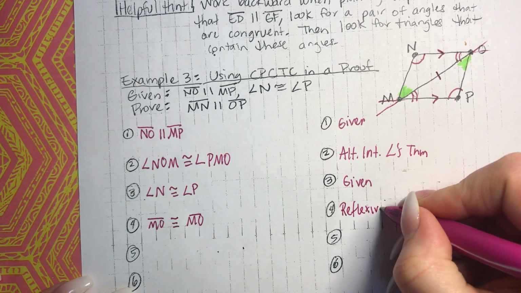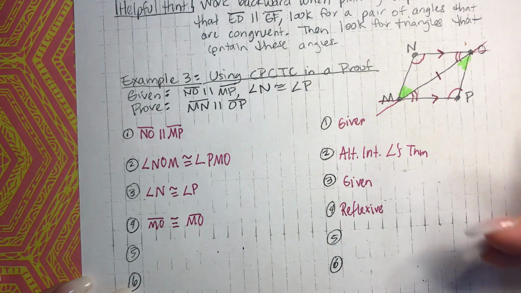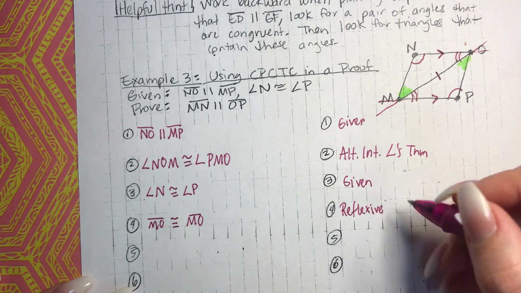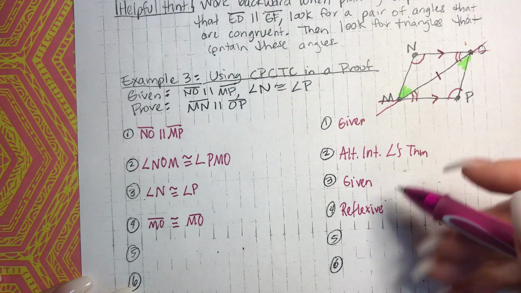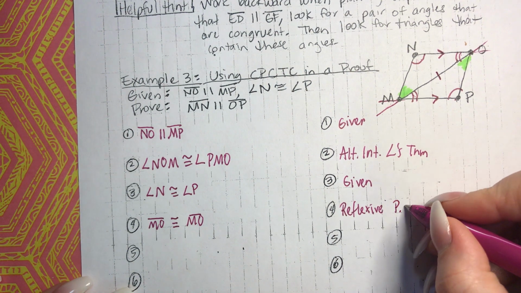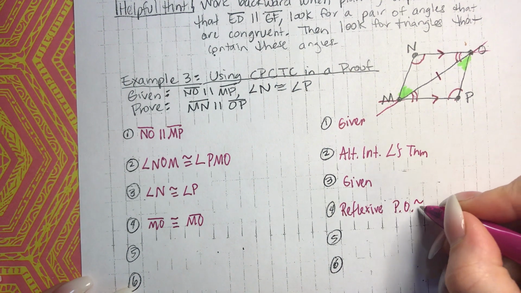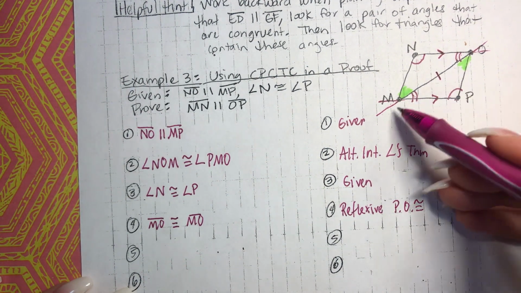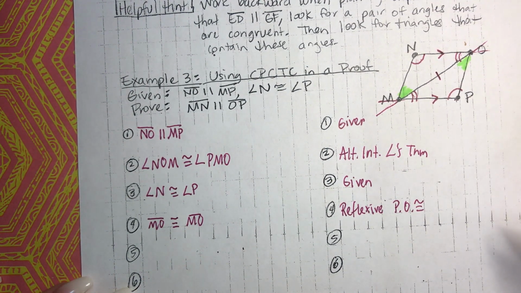We use this one so much. Remember when we learned it? I remember when I learned it, like what is the point of this? This is so obvious. This is so stupid. But we use this reflexive property of congruence so much. It's just kind of crazy. It's kind of clutch, reflexive property of congruence.